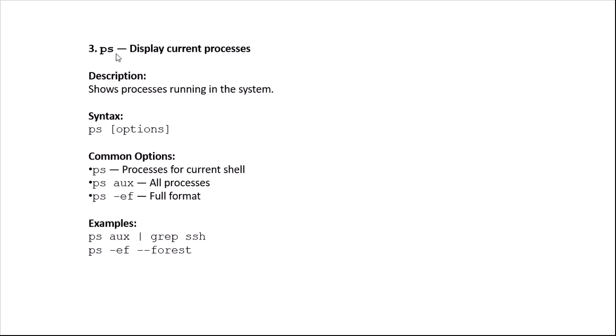Third command is ps, which displays the current processes. The description is: show the processes running in the system. Syntax is ps and options. Common options: ps shows processes for the current shell, ps aux shows all the processes, and ps -ef gives full format. Example: ps aux | grep ssh, and second is ps -ef --forest.